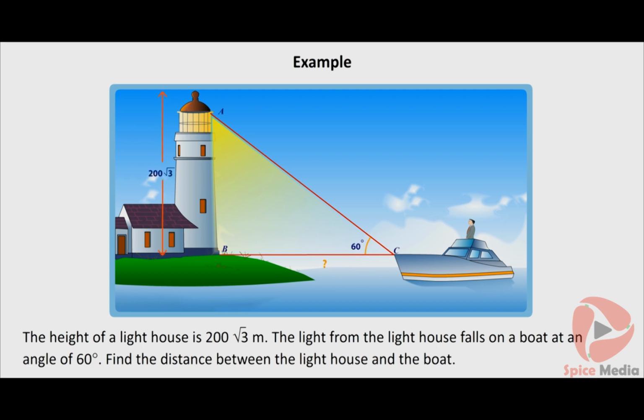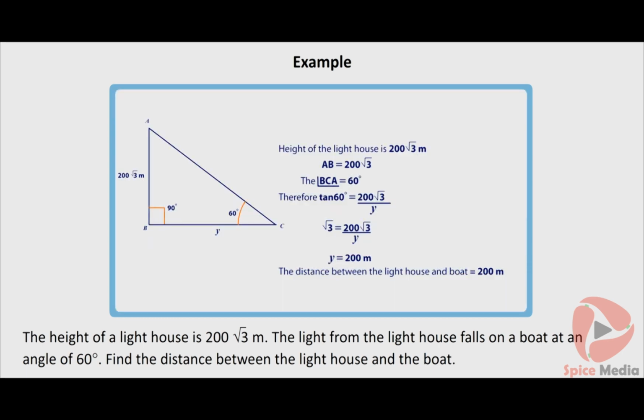Join the top of the lighthouse to the boat by a straight line, and also join the foot of the lighthouse with the ship by a straight line. And thus the triangle ABC is formed, with AB being the height of the lighthouse and angle BCA equal to 60 degrees. The height AB is equal to 200√3 meters. Now let us represent the given situation diagrammatically as shown.